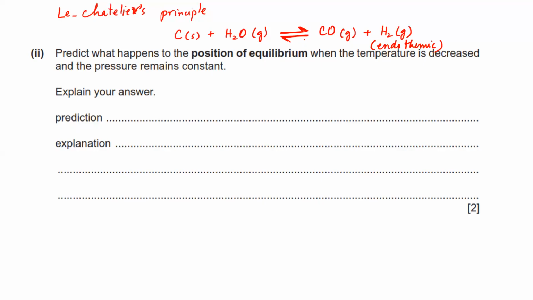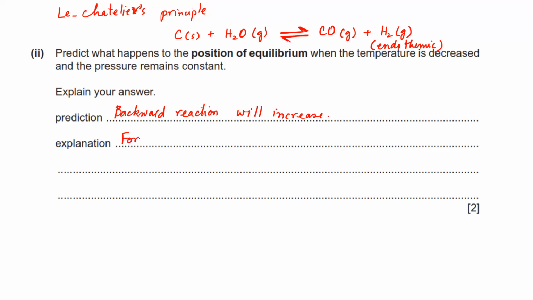Okay, so what will happen? If my temperature is decreased, the system will think that there is some decrease from the forward reaction, since in endothermic reactions the temperature of the surroundings decreases. So to compensate this decrease in temperature, the backward reaction will increase. So let's write it down. The prediction: the backward reaction will increase.